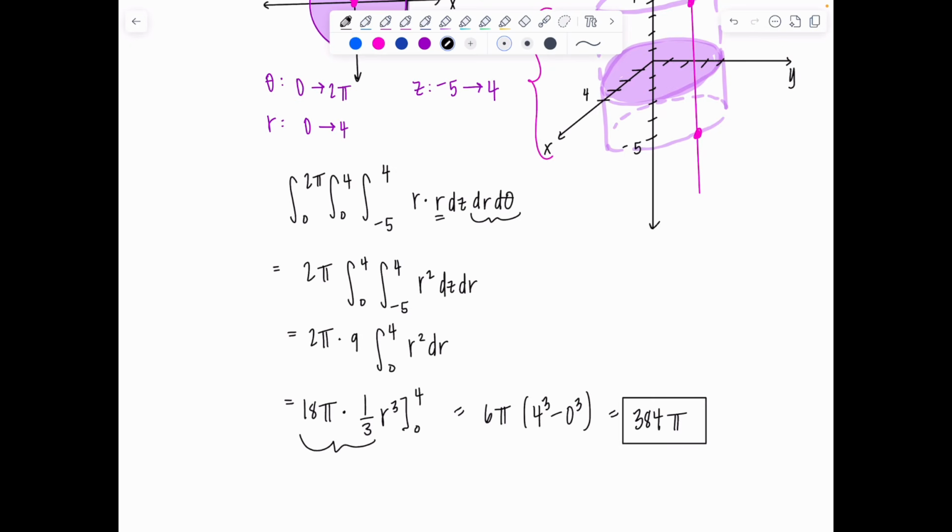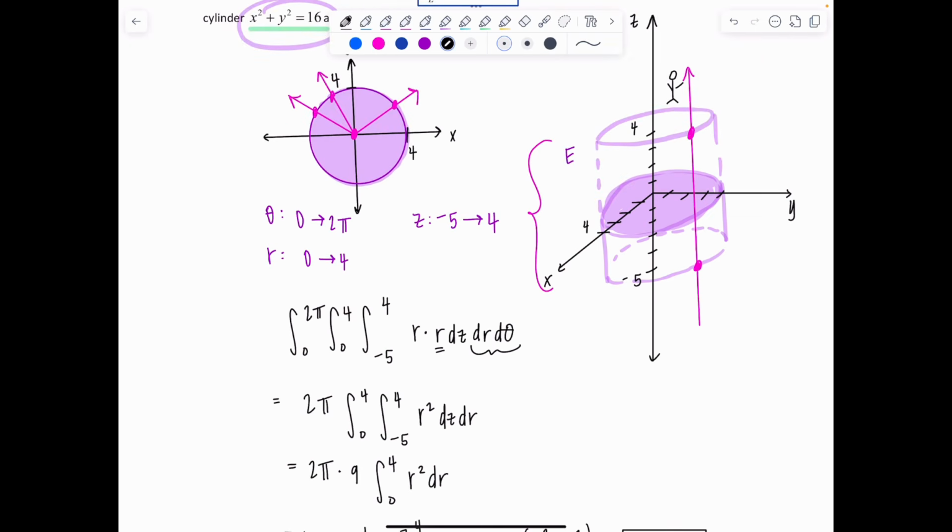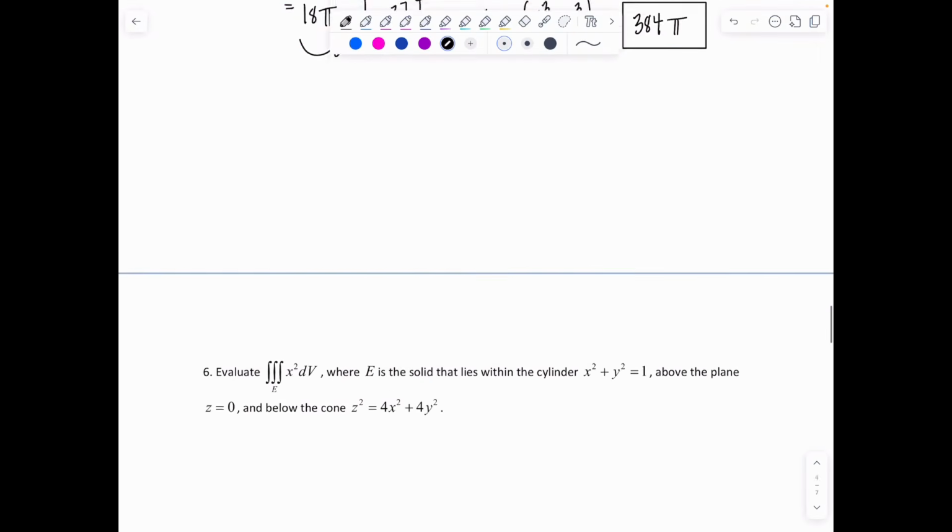Very good. Beautiful. That one wasn't too crazy, it was just a cylinder. Let's go ahead and look at another example.